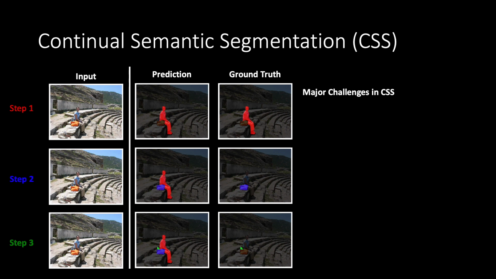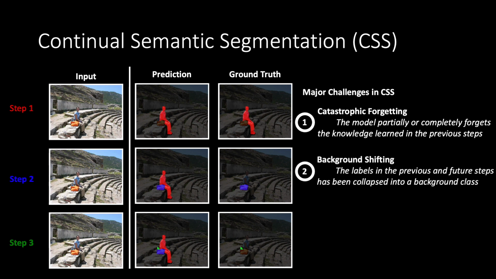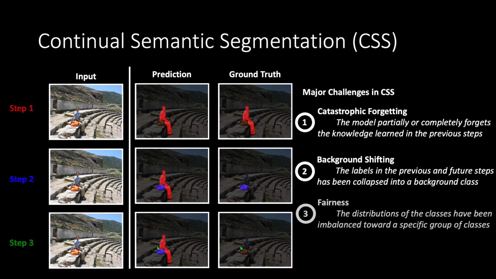First, the catastrophic forgetting problem indicates the forgetting issue of the model about the previous knowledge, when learning on new training data. Second, the background shift problem refers to the classes of previous, or future data, that have collapsed into a background class. Third, the fairness issue refers to the problem of the model, where it behaves unfairly between classes in the data set, due to the class distribution. While the first 2 problems have been well studied in prior work, the fairness problem, a major challenge, has not been well addressed yet.